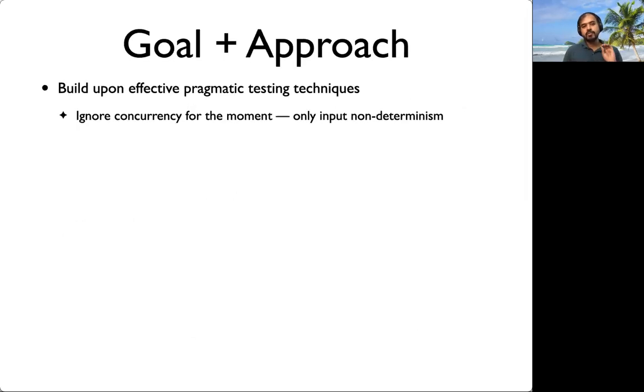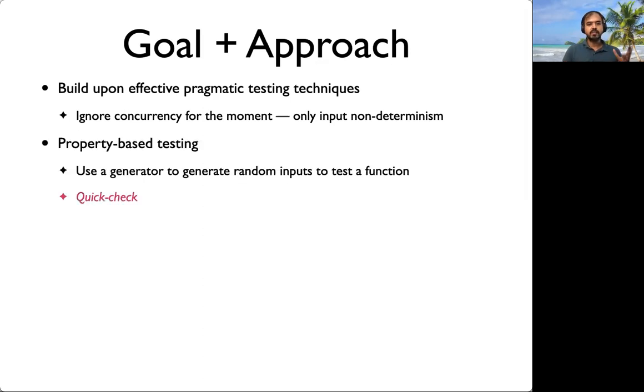So our goal is to look for pragmatic testing techniques and to build on top. Right? So let's ignore concurrency for the moment and only focus on input non-determinism. In this case, there are a few techniques that we can build upon. The first is property-based testing, where the idea is that you give a property that you need to test, and then you also write a generator in order to generate random inputs to test a function.